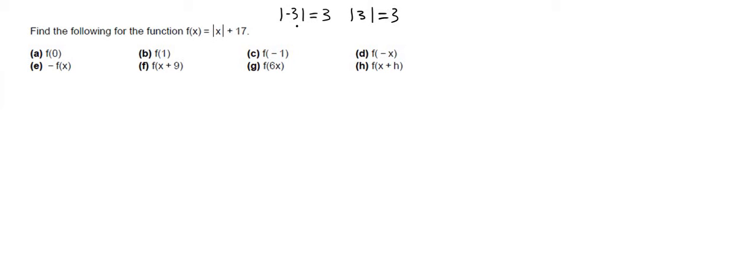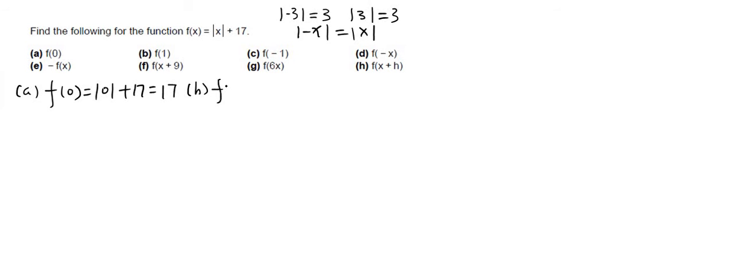That means absolute value of negative x always equals absolute value of x, because it will give you the same number. Now let's take a look at the first problems. A means replace the x by 0. So we have absolute value of 0 plus 17. The absolute value of 0 should be 0, so this gives you 17.